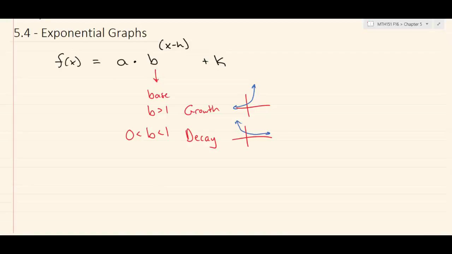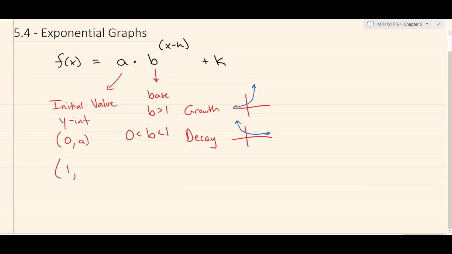The other thing we talked about was this variable a, and we called this the initial value. It also represents the y-intercept, which is (0, a). So that was an important point, (0, a). There was another point that was just as important, and that was when you plugged in 1. When you plugged in 1, you obtained the point (1, ab). This point right here would be (0, a), and this point here would be (1, ab).